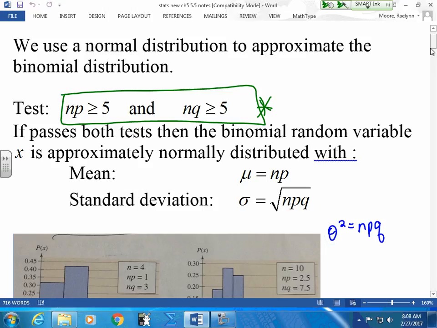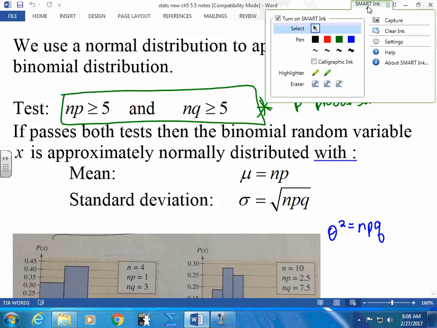In order for us to be able to use a normal distribution to approximate a binomial one, it has to pass these two things. Remember, n is how much in your sample, and p is the probability of success. If I take n times p, it has to be greater than or equal to 5. N times q has to be greater than or equal to 5. And the reason we do that is because of this.